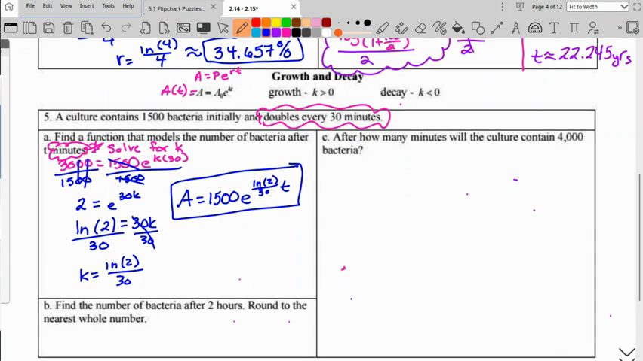After how many minutes will the culture contain 4,000 bacteria? Do you think you could do that? Do you need more practice with that? Yeah, we do. Why don't we simplify the ln 2 over 30? Because we want to leave it in exact form. We don't want a decimal approximation. It doesn't simplify. Did you think it did simplify?